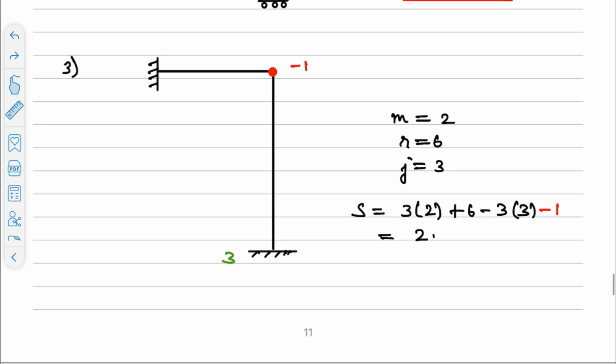Fine. Next problem. This is also straightforward. m equal to 2, r equal to 6, and j equal to 3. Use the formula, you get s equal to 2. Okay, the static indeterminacy in this case is 2. This is the way if you want to use the formula.